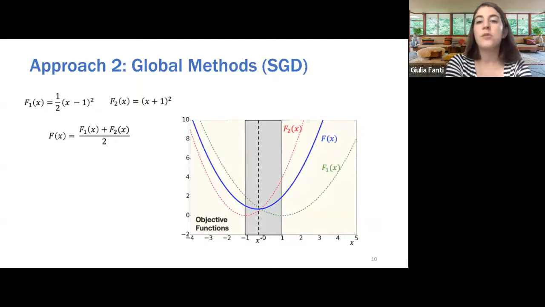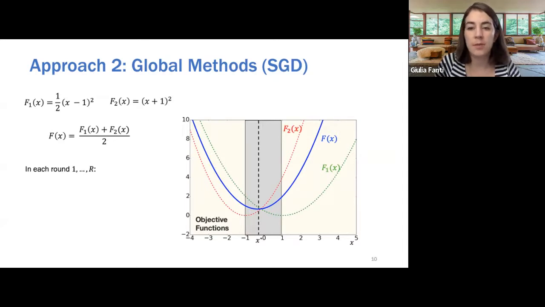So a different approach, which is very basic, is what we call global methods. So here in every communication round, each client communicates one potentially stochastic gradient update, which gets averaged at the server.